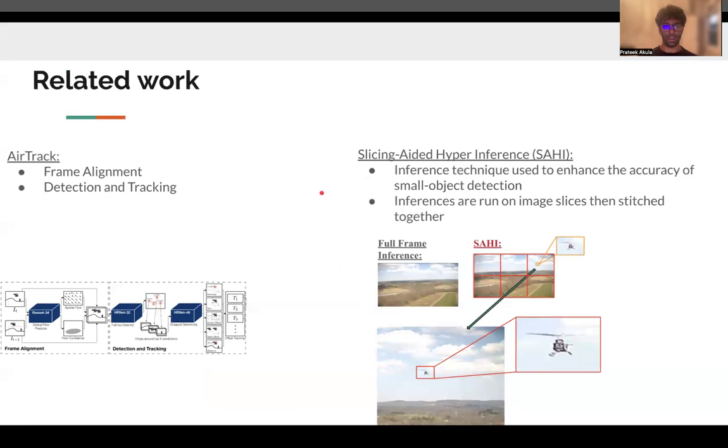Related work to this is AirTrack and Slicing-Aided Hyper Inference, also known as SAHI. AirTrack is an object detection and tracking framework that consists of several processes, but we are interested in the frame alignment and the detection. In the frame alignment stage, we have two successive frames, which are aligned such that the ego motion of the camera is negligible. In other words, we're able to differentiate between the foreground objects and the background. This is important because the background in these scenarios is often very cluttered, especially below the horizon, when you have a lot of things in the way, like trees and other objects that make it hard for the detector to see the actual aircraft.